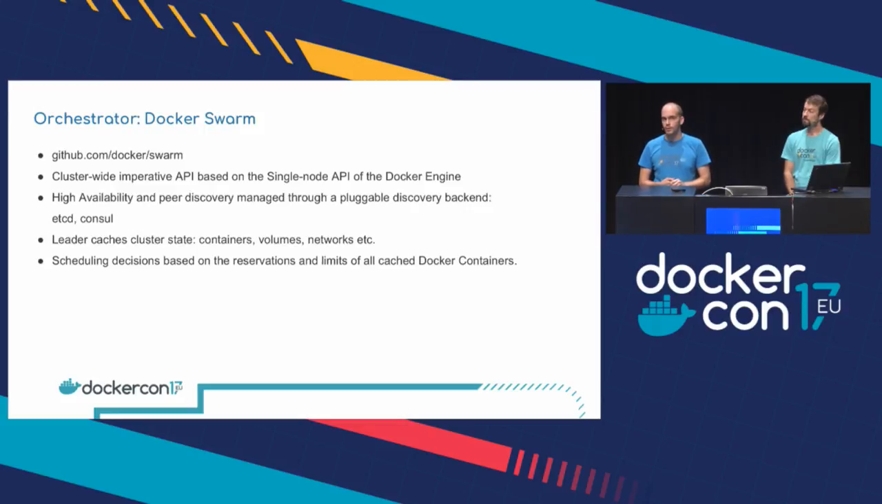There's a pluggable discovery backend in Docker Swarm, which is used for high availability between multiple manager nodes and for pure discovery of new nodes. The most commonly used backends there are etcd and Consul. Using that backend, there's a leader election mechanism under which one of the managers is determined to be the leader. That leader is responsible for caching the state of the cluster, so it knows in memory what all the containers are, what all the volumes are, and what all the networks are in your system, and their latest state.